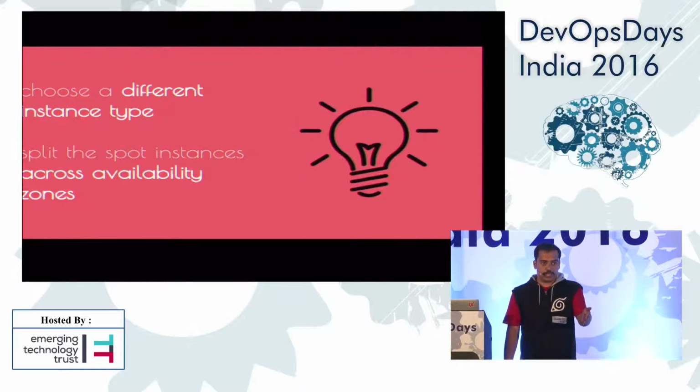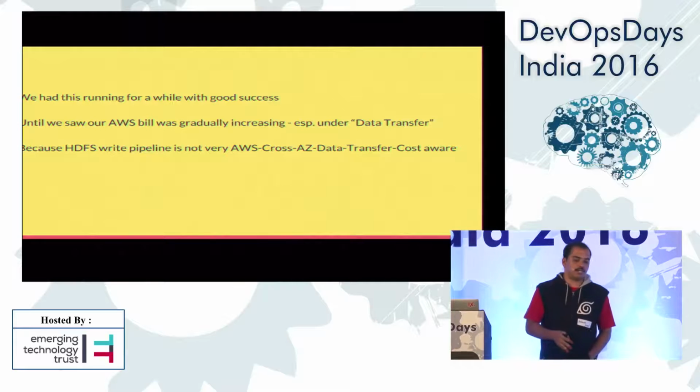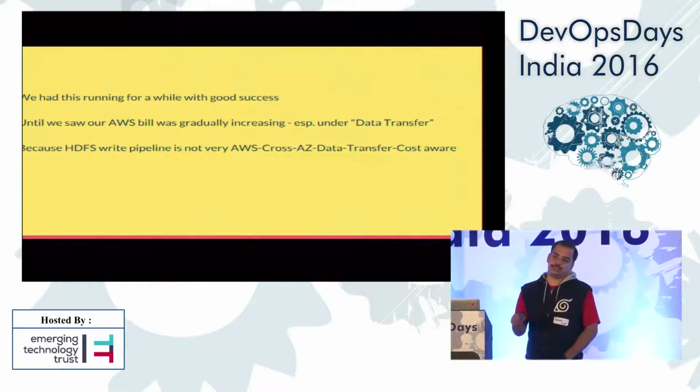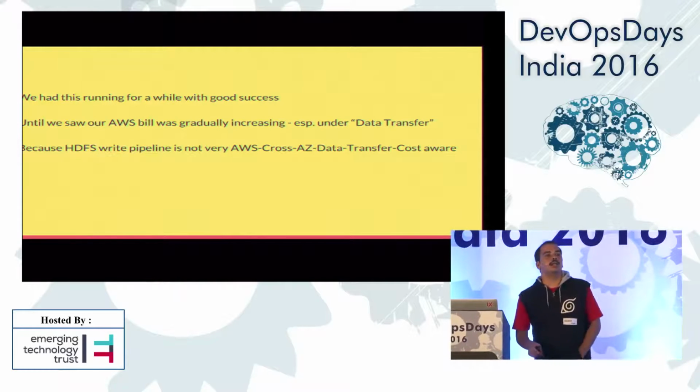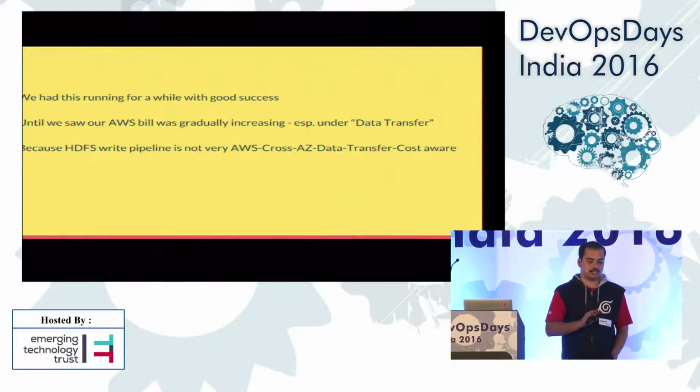So we didn't go with that approach. We went to the other approach where we split the clusters into different AZs. We had quite a bit of success with that for some time until we saw the data transfer section of our AWS bill started increasing. Right, so whoever came up with the billing strategies in AWS is a genius.